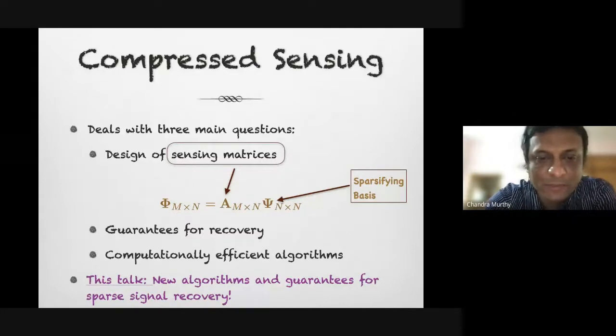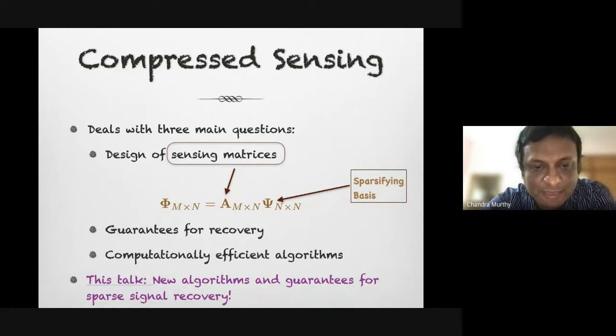Okay, now coming back to the problem of compressed sensing or sparse signal recovery, it deals with three main questions. The first question, which I will not be talking about in this presentation, is how to design these sensing matrices, the matrix phi that I showed you in a previous slide. So the question is, how do you design this matrix phi such that you can recover sparse vectors accurately?